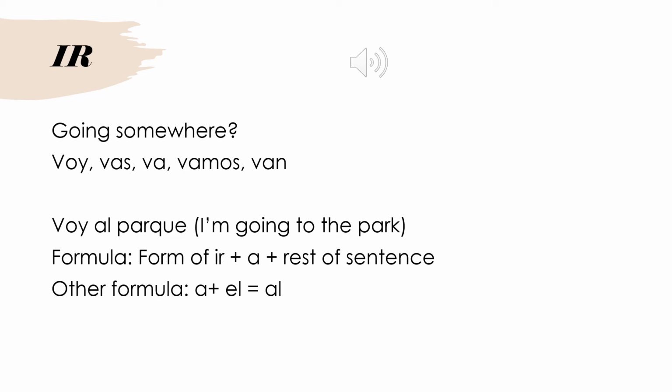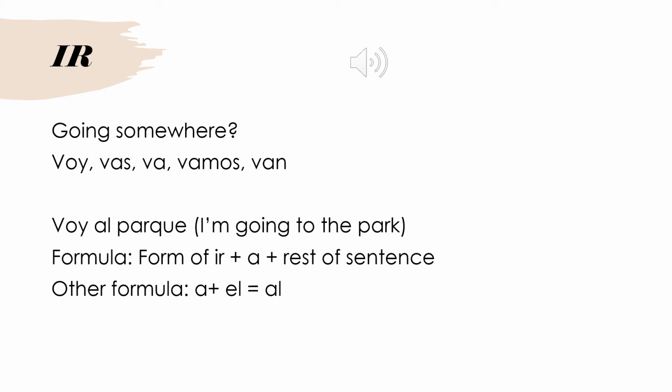So don't get them confused. People usually get them confused. A means to. En means in, on, or at. So that's very essential. I'll say that again. En means on, in, or at. A means to. But anyway, going further along, form of ir plus a plus the rest of the sentence.